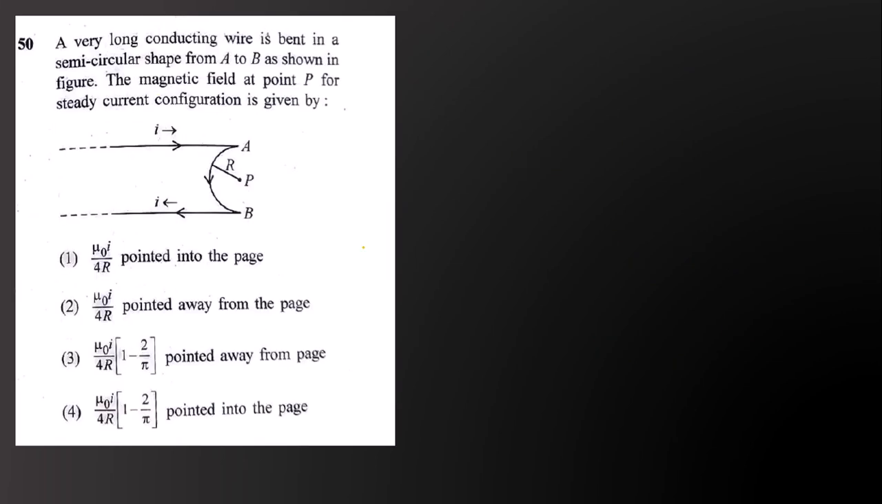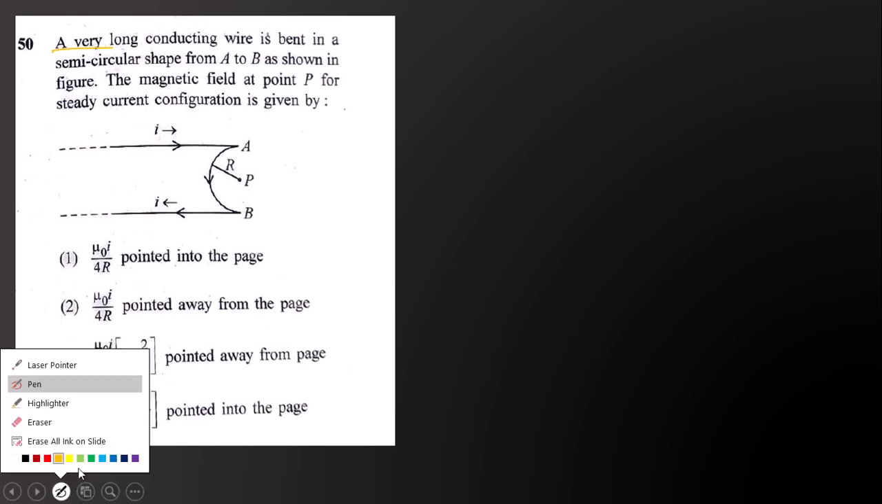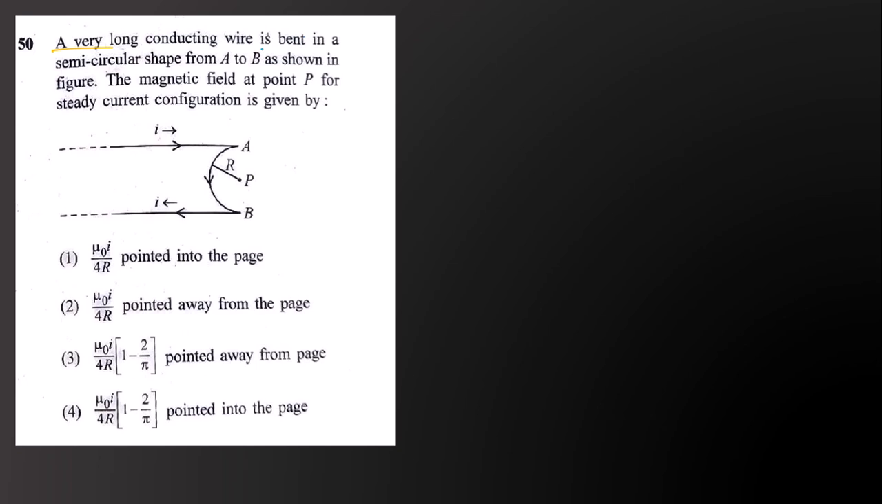This is the last question. It describes that a very long conducting wire, very long means we have to consider infinitely long, is bent in the shape as given in the figure, and we are supposed to calculate the magnetic field at point P. So how many structures are there? Two long straight wires are there, and we have one semicircular arc, and we will have to calculate the magnitude of the magnetic field.